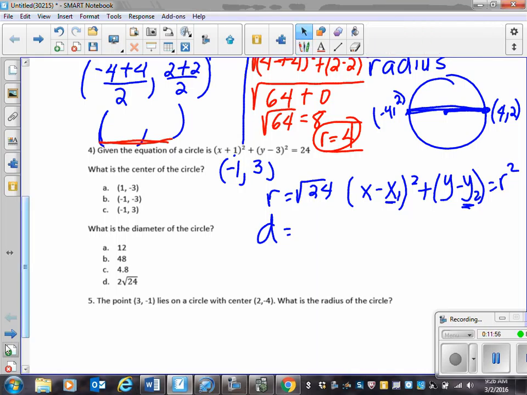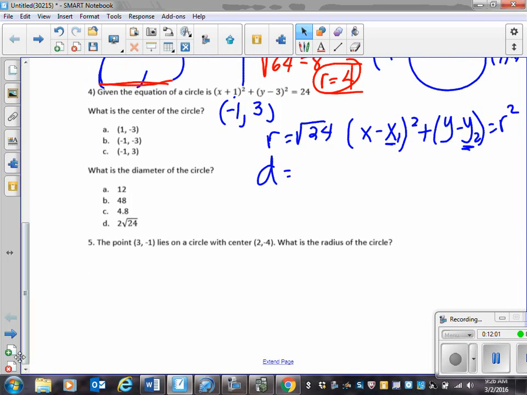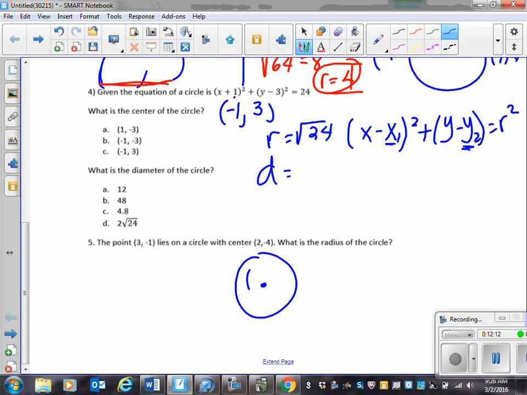Number 5, the point 3, -1 lies on a circle with the center 2, -4. What's the radius of the circle? So this is an easy one because they already gave you the center, which is 2 and -4, and they gave you one of the coordinates, which is 3, -1. So all you do is find the distance between the two. So use the distance formula to find it.